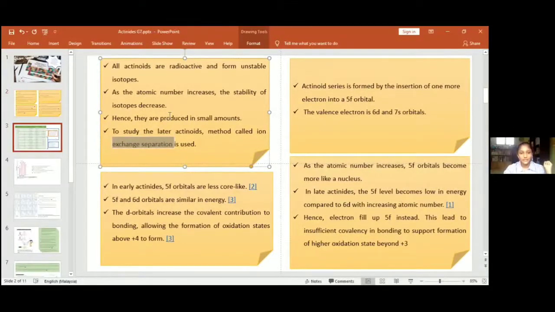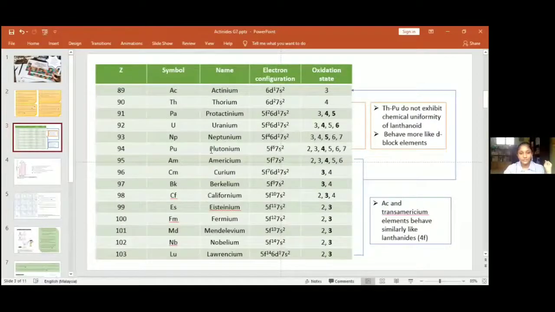You can see here, starting from protactinium up to lawrencium, the electrons in the 5f orbital increase. But if you notice, in actinium and thorium, there are no 5f electrons. This is because electrons fill up the energy level which requires the lowest energy. For example, between 6d and 5f, electrons will fill up 6d because less energy is needed. That's why you see there are no electrons in your 5f.